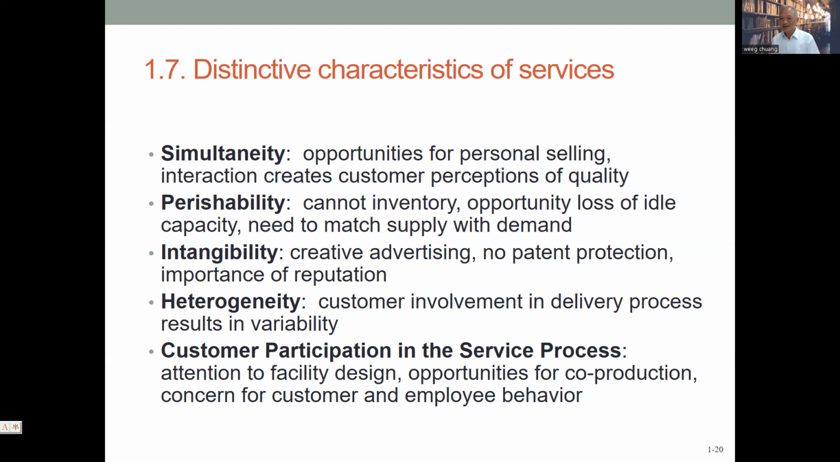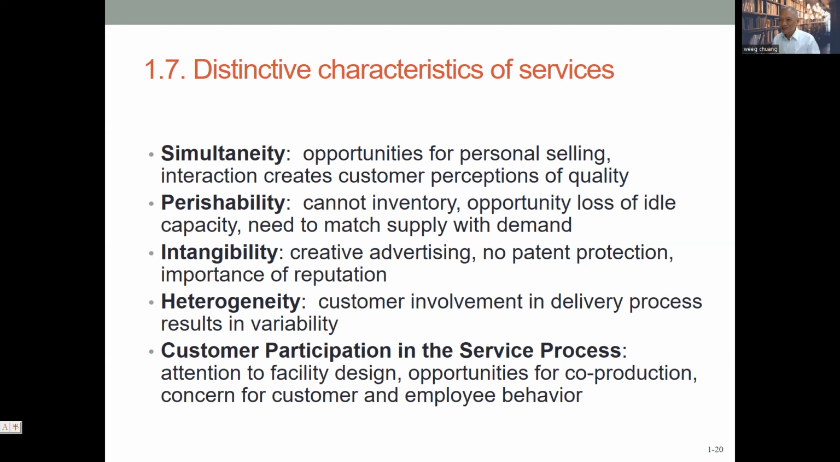And next feature is heterogeneity. Heterogeneity means differences. Customer involvement in the delivery process results in variability. Since, as we mentioned, in the service the service provider and the customer have to work together to co-create value for themselves, the customer involvement in the delivery process will influence the final quality of the service event, so it results in variabilities.